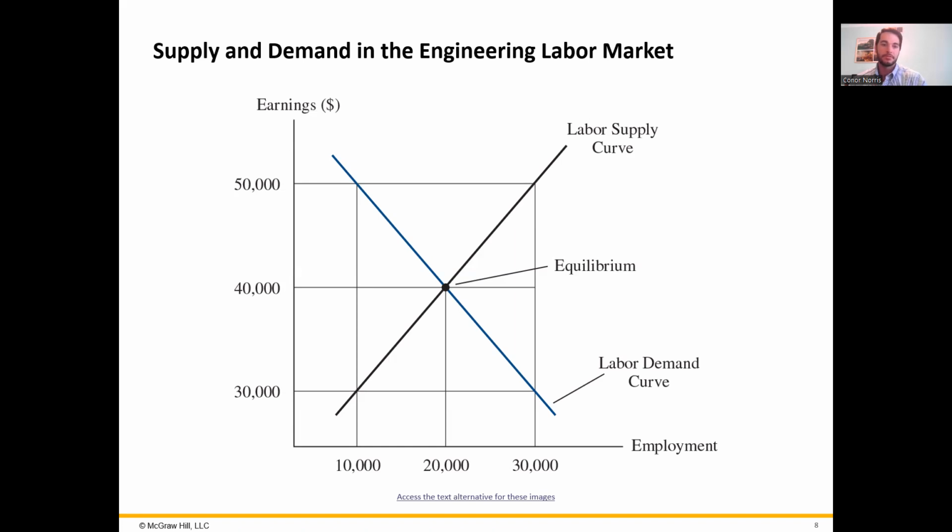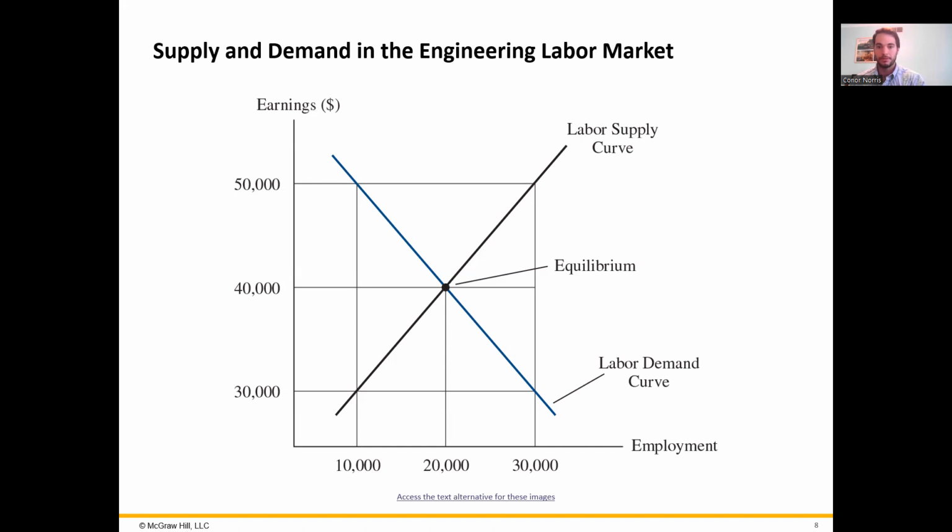So if we look at $50,000 per year, if firms are offering that much, they're only able to hire 10,000 workers. If they only paid $40,000, so they dropped the salary that they were offering, they'd be willing to hire 20,000 workers at that price. And at $30,000 a year, they're willing to hire 30,000 workers.